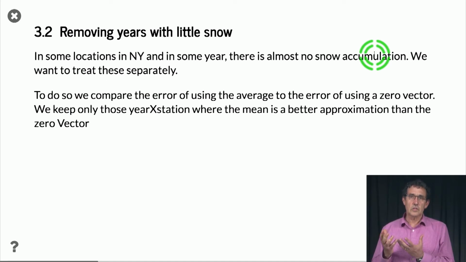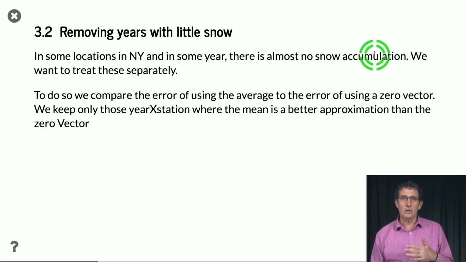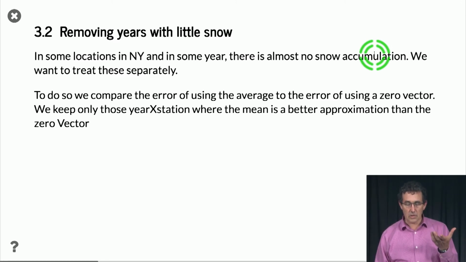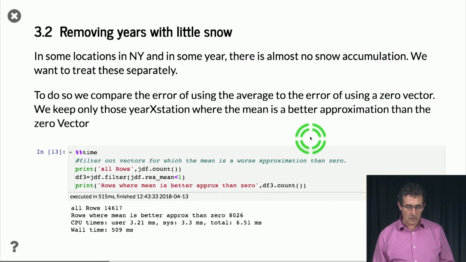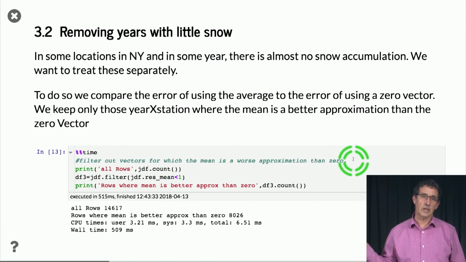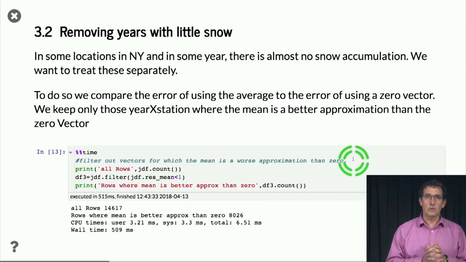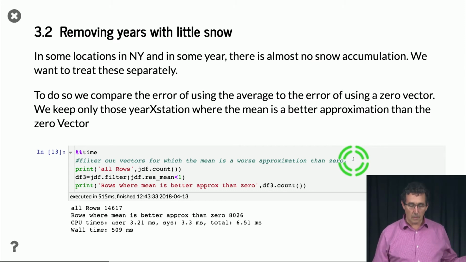Because those vectors are so different, because basically there's very little to say about snow accumulation when there is no snow accumulation, I choose to remove all of these sequences, all of the year stations, such that there is almost no snow. So more specifically, I filter out vectors for which the mean is a worse approximation than the zero vector. So if the zero vector explains the data better than the mean depth of the snow, then we're basically saying, okay, these are places that have very little snow. Let's not put them into our analysis.